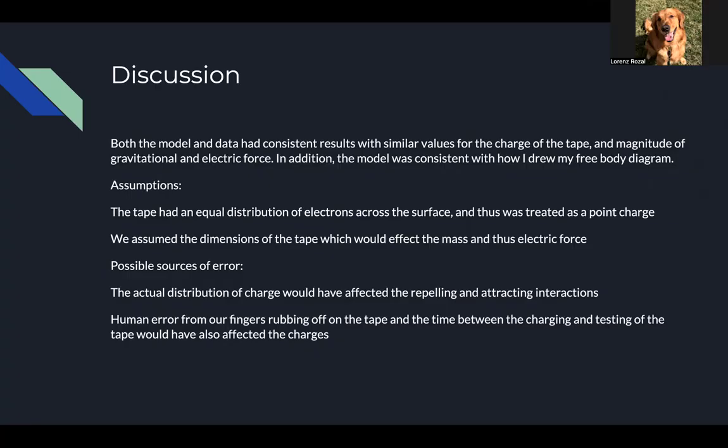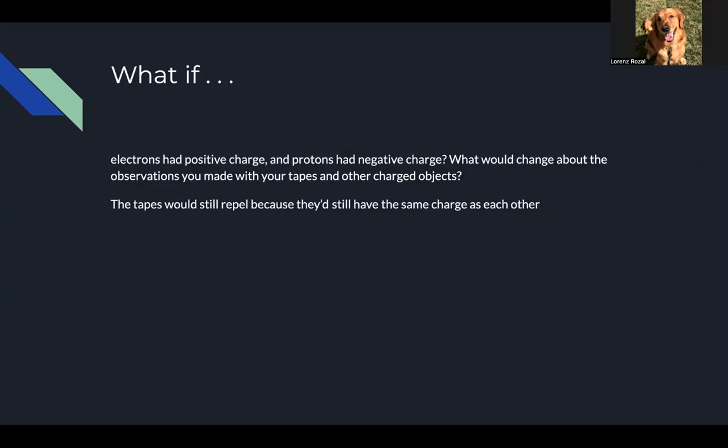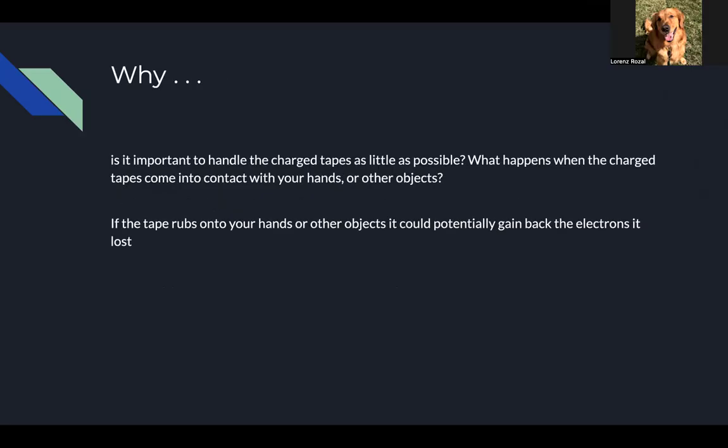There was probably some human error because when ripping the tape off or setting the experiment up, our fingers would rub onto the tape. There's also time between the charging and the testing of the tape, which would also affect the charges. If the electrons did have a positive charge and the protons had a negative charge, it wouldn't really change anything because the tapes would still repel since they both have the same charge. It's important to handle the charged tapes as little as possible because if the tape rubs onto your hands or other objects, it could potentially gain back the electrons that it lost.